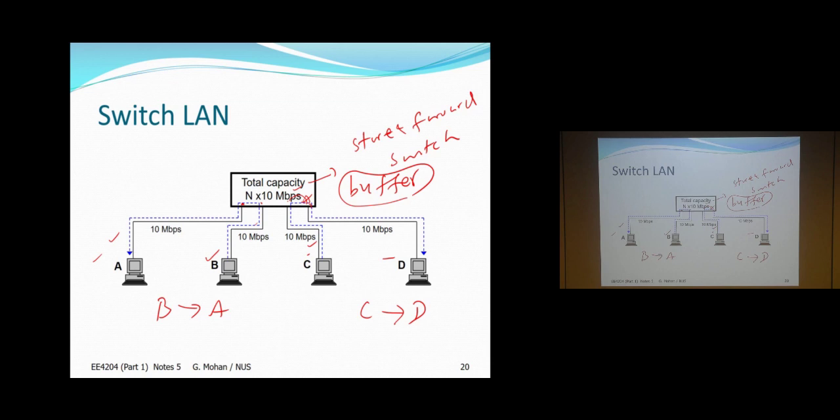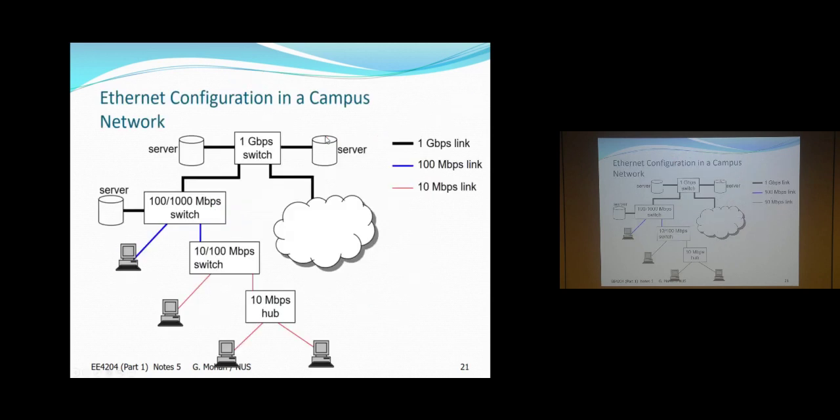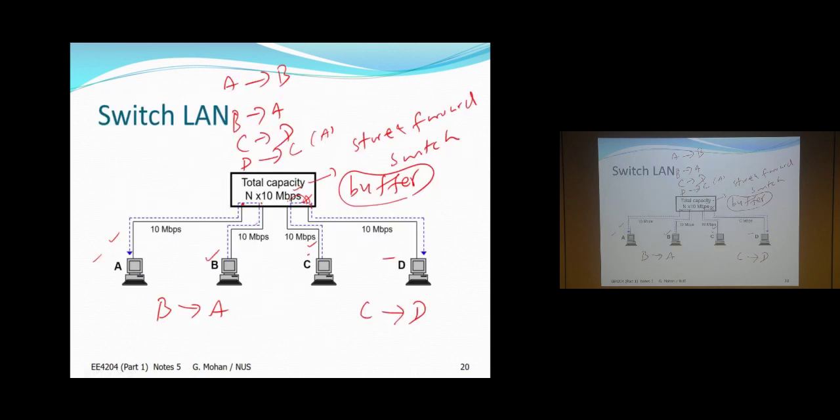Every host can transmit at the same time. So B can transmit to A, C transmits to D, A can also transmit to another one. Similarly, D can also transmit to C or A, doesn't matter. So every host can transmit. Is that fine? As long as the buffer can hold inside, there's no issue at all.